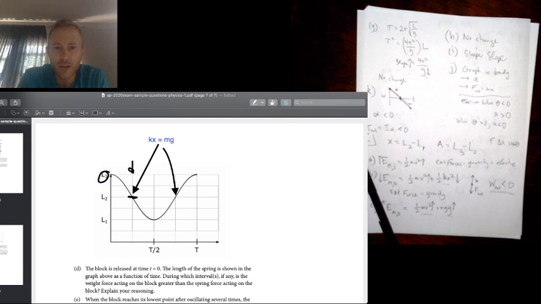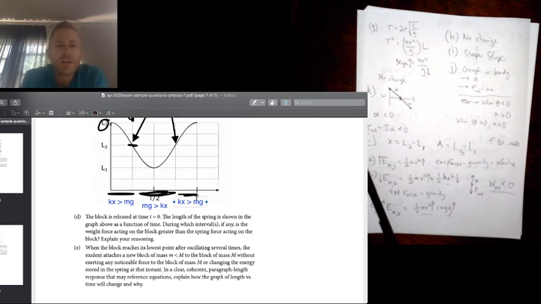So for this interval right here, we have more extension, so we're going to have more Kx than mg. Basically, for that interval, Kx is greater than mg. For this interval, we have less extension of the rubber band, so mg is greater than Kx. And in this interval, we have more extension, so once again Kx is greater than mg.